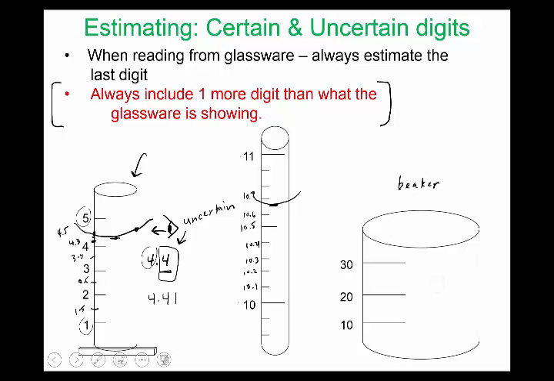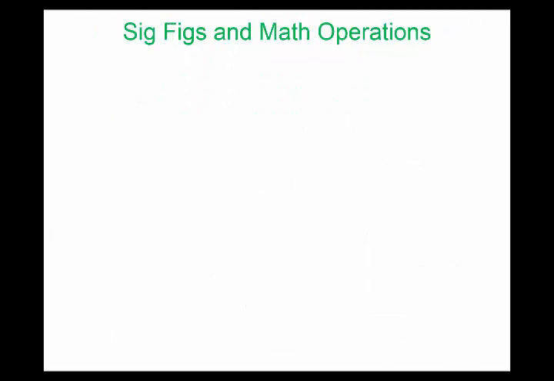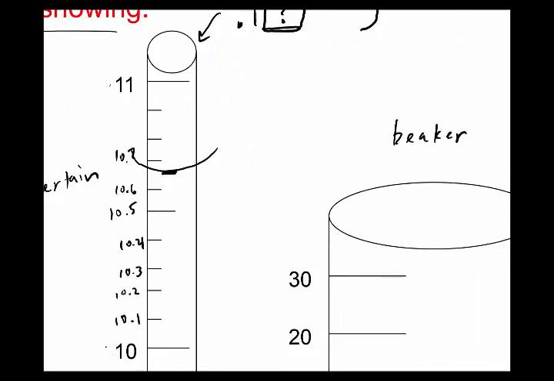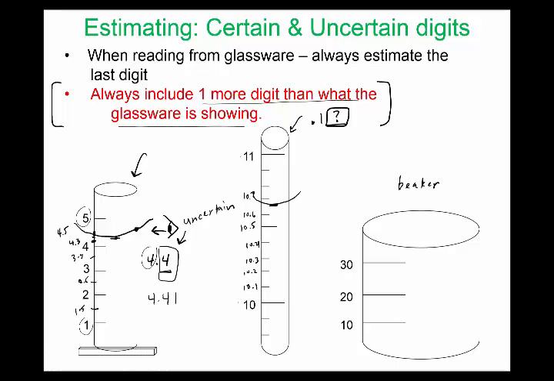So this is somewhere, and again, you could go one more digit than what the glassware is showing. So this glassware is showing the tenths. So you could go to one more digit, you could go to the hundredths, and that would be our uncertain number. Okay, so this is probably, I would say, 10.67.